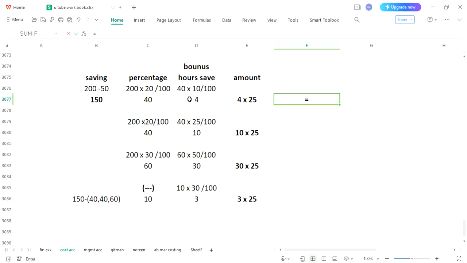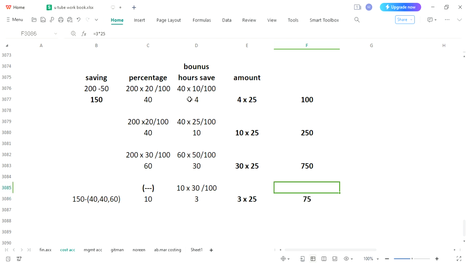Let's calculate the first amount, 4 multiplied by 25. The next amount is 10 multiplied by 25. Then we have the third amount, 30 multiplied by 25. And the last is 3 multiplied by 25.